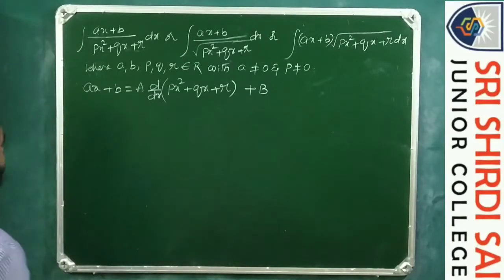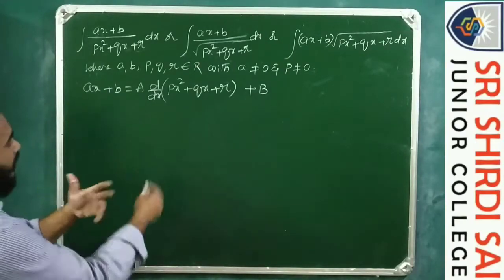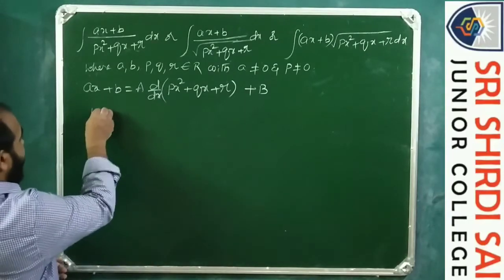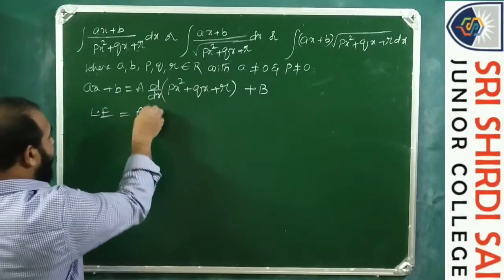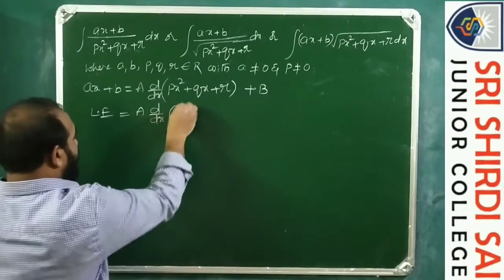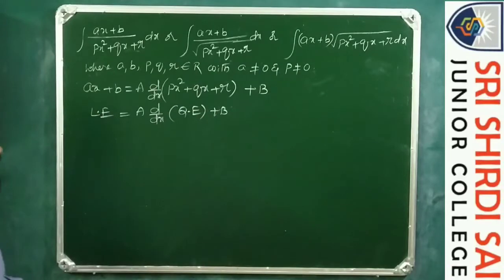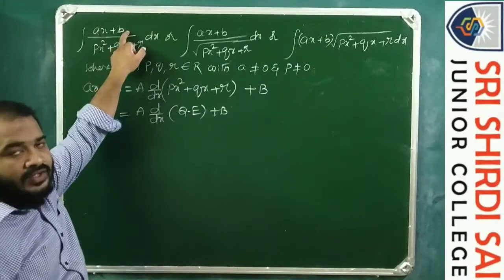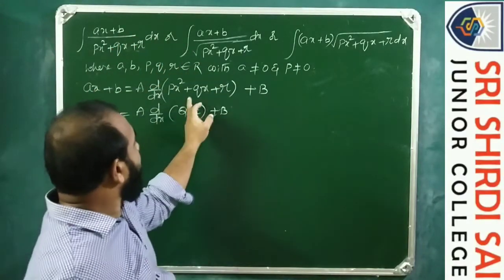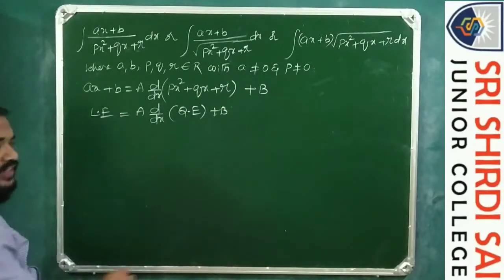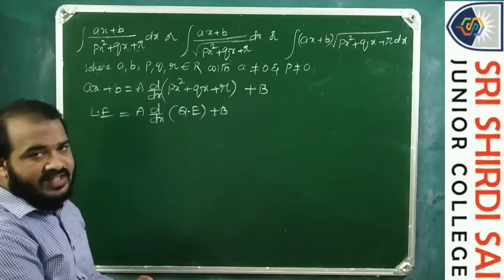Here you may remember this as: linear expression is equal to A into d by dx of quadratic expression plus B. Here the linear expression is ax plus b, and the quadratic expression is px square plus qx plus r. So let us emulate this by taking one example.